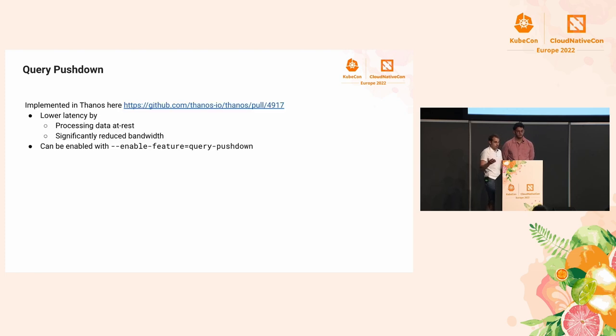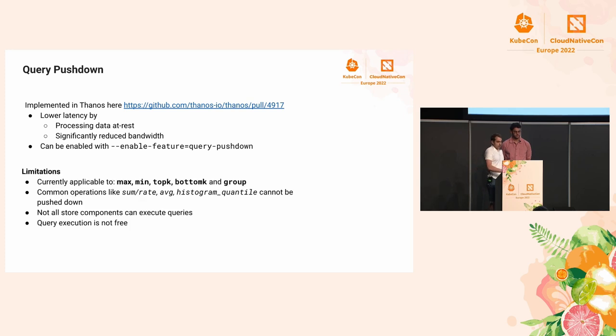So what you need to know, the TLDR with query pushdown: the important thing is that it's already implemented in Thanos, and you can start using it today. Obviously, the benefits are that it speeds queries up. It lowers PromQL execution latency by processing data at rest, so where it's at. And it doesn't ship these megabytes or even gigabytes of data over the network. If you want to play with it, you can enable it as a feature flag and start using it today.